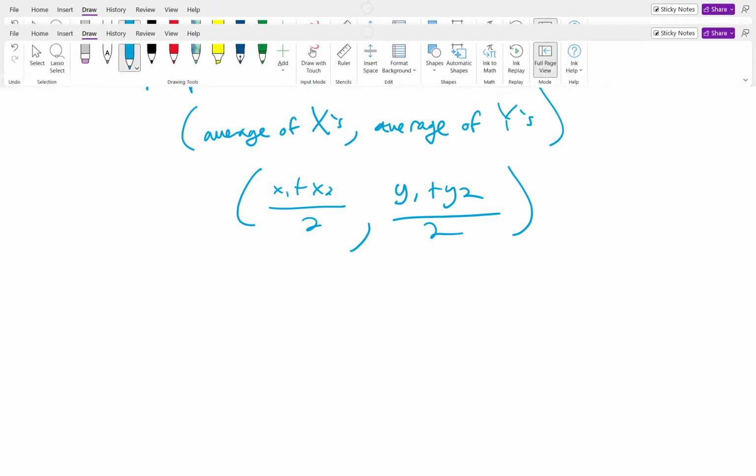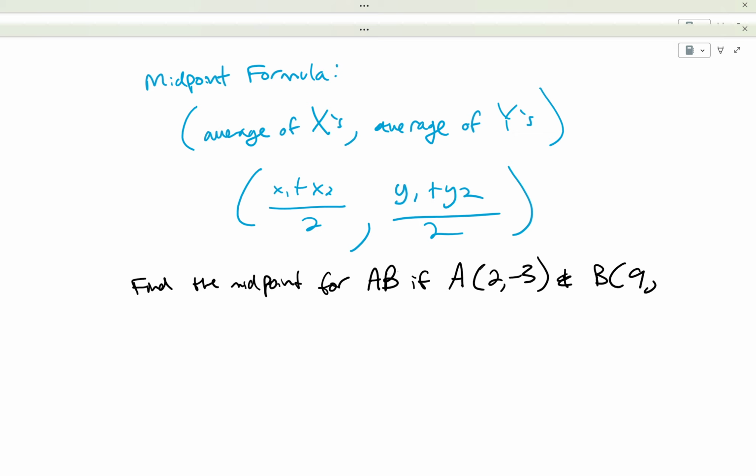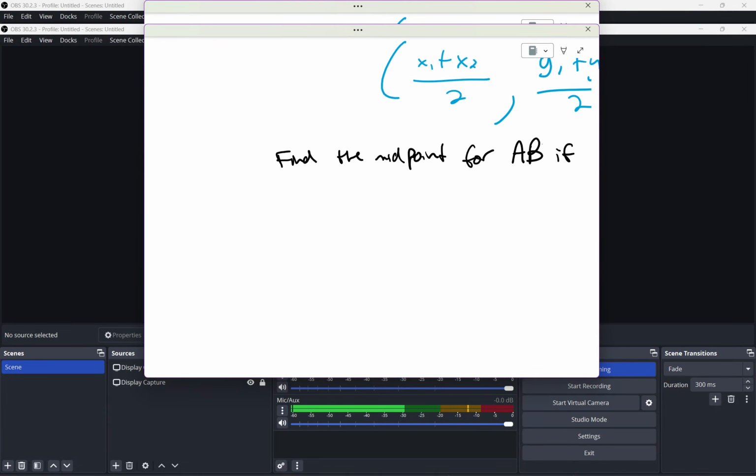So, our next exercise, we're going to find the midpoint of AB, if A is 2 comma negative 3, and B is 9 comma 0. Okay. So let's use our formula.